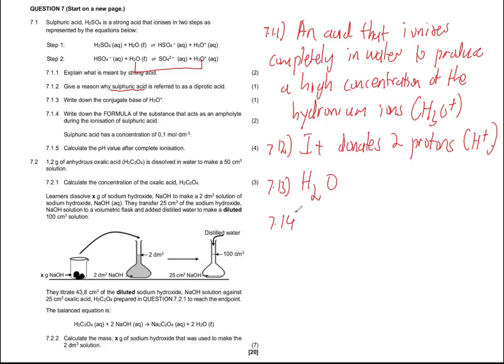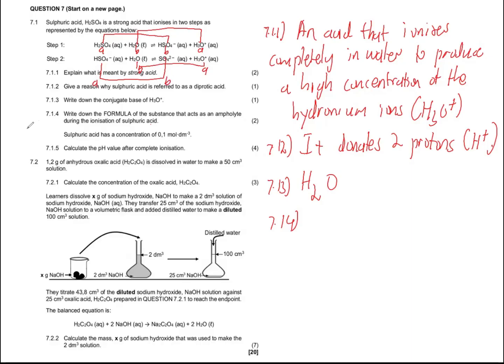And then 7.1.4, write down the formula of the substance that acts as an ampholyte during the ionization of sulfuric acid. Now, how do you identify that? It has to be an element or a compound or a substance that in one reaction will act as a base, but in another reaction will act as an acid. If we look at this one, your sulfuric acid is obviously an acid, and this is a base. And then here we have a base and its conjugate acid, right? And then look at this. This is still a base, and that is an acid. This here has to become an acid, and this a base.